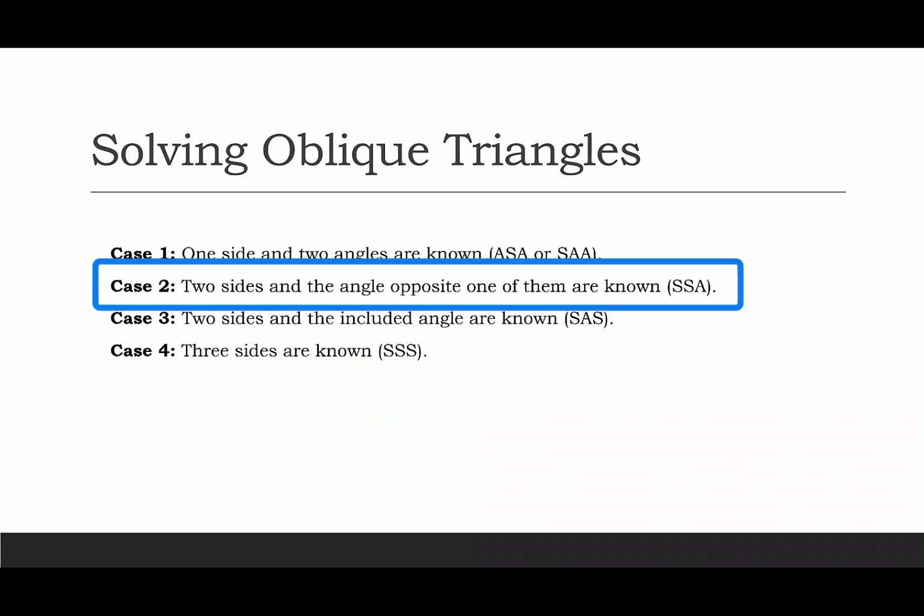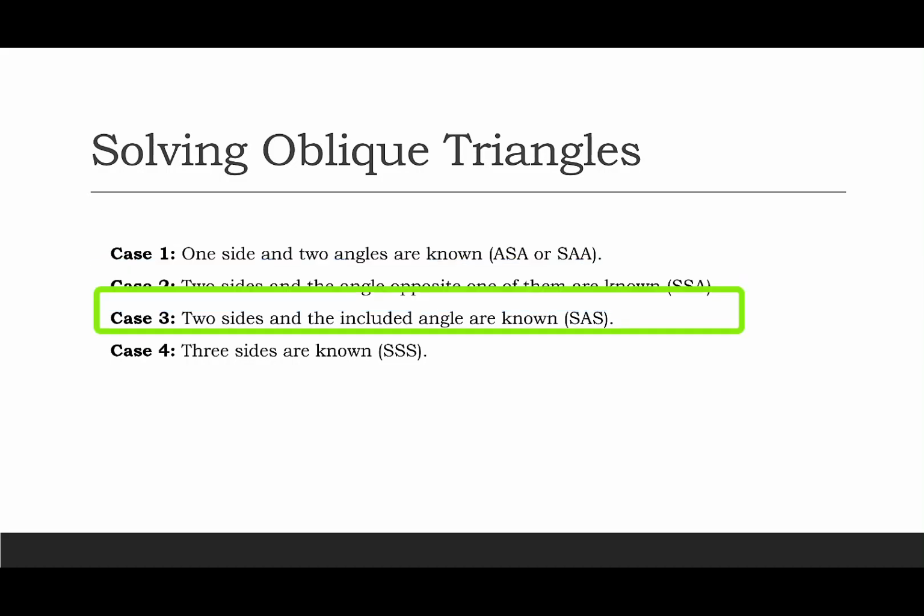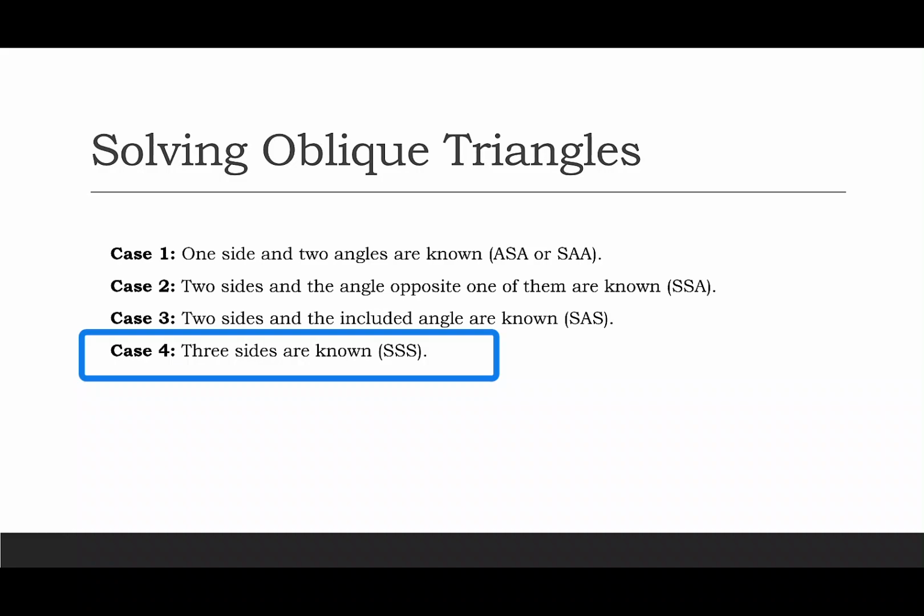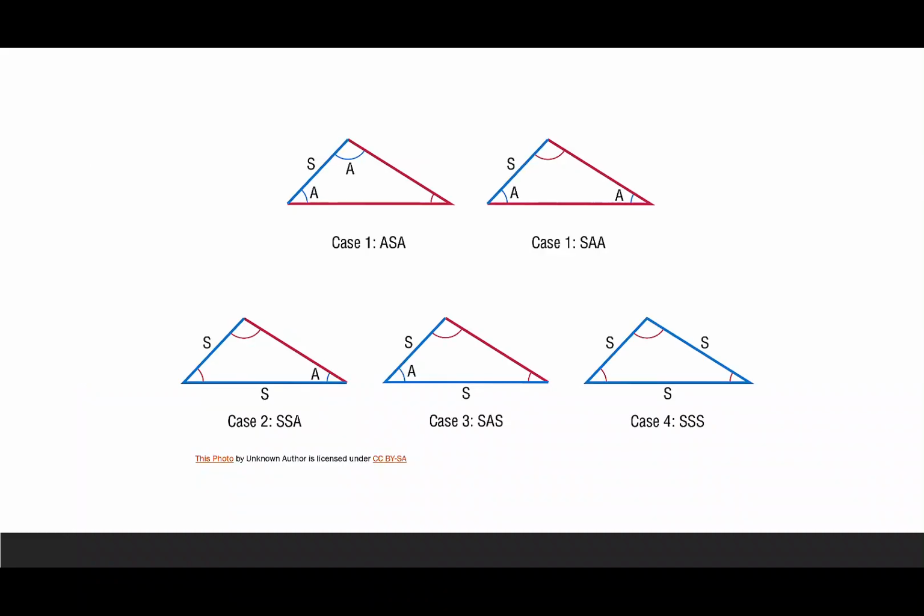Case 2, we have two sides and the angle opposite one of those sides. We call that side-side-angle. Case 3, we have two sides and the included angle, which is called side-angle-side. And then case 4, we have all three sides of the triangle. If you prefer to see that visually, you can refer to this graphic.